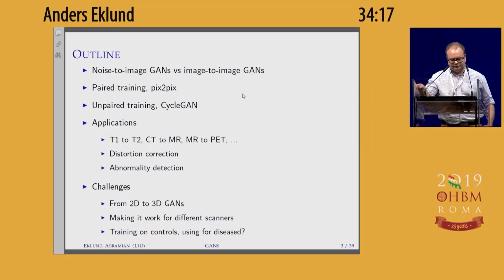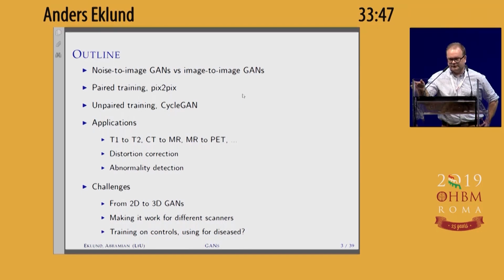I will then go through some different applications of image-to-image translation, like synthesizing T2 weighted images from T1 weighted images, synthesizing CT from MR, synthesizing PET from MR, and etc. I will also show one example of distortion correction and one example of abnormality detection. And I will end by talking a bit about different challenges.